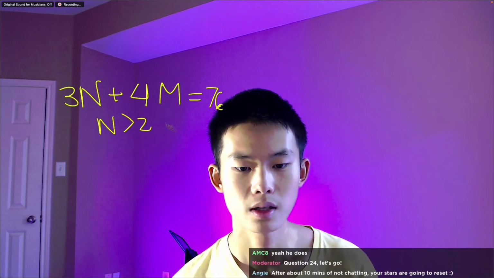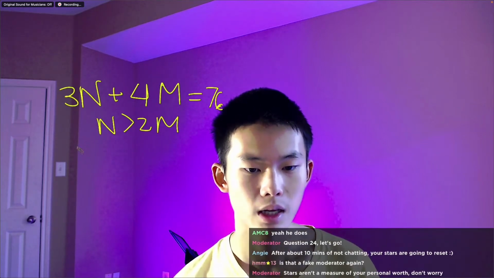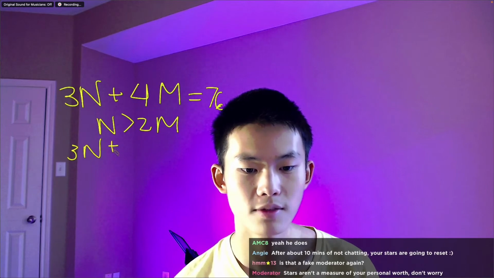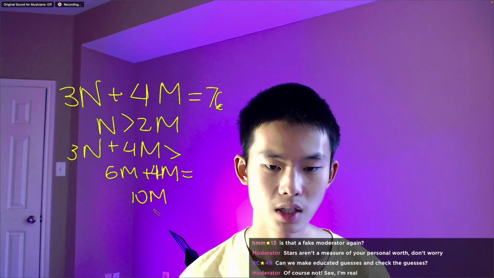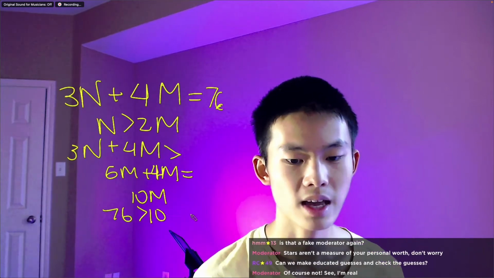And what this means is that we also know one important piece of information, which is that n is actually greater than 2m. So since we know that n is greater than 2m, let's try writing this in terms of m. So we know that 3n plus 4m is going to be greater than 6m plus 4m, and this equals 10m. So we know that 76 is going to be greater than 10m. So m is at most 7. So after all this, we understand that m is at most 7.